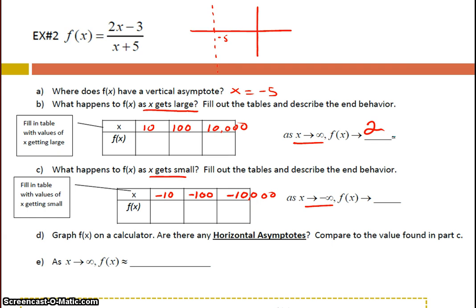When we put in 100, we got 1.87. When we put in 10,000, we got 1.99, and so on. These numbers are all less than 2, but closer, right? As x gets bigger, it's getting closer.